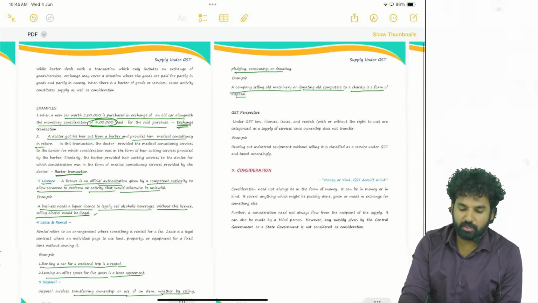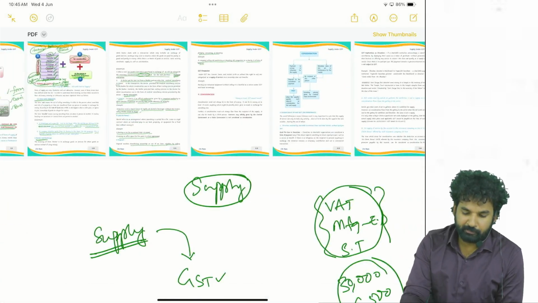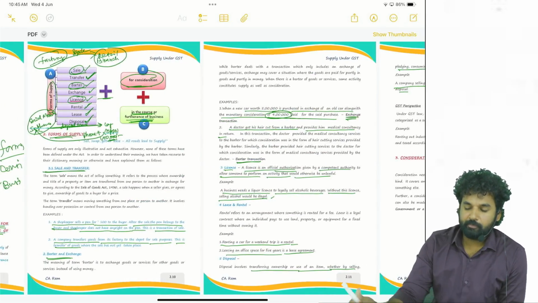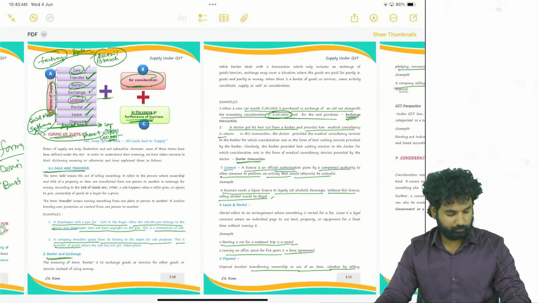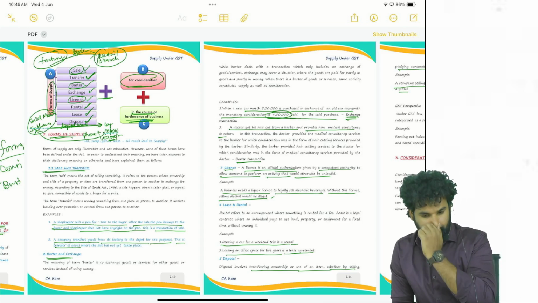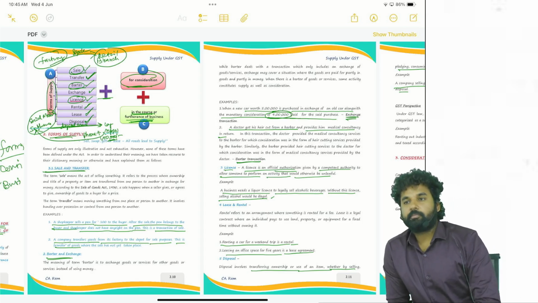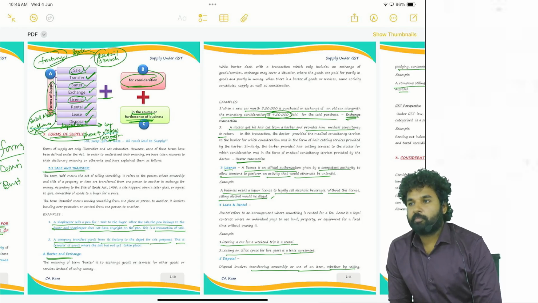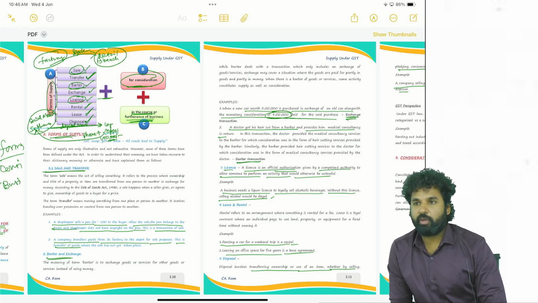Just have a glance reading. You are understanding where we are and what we are talking.